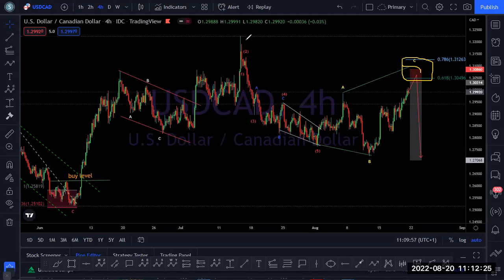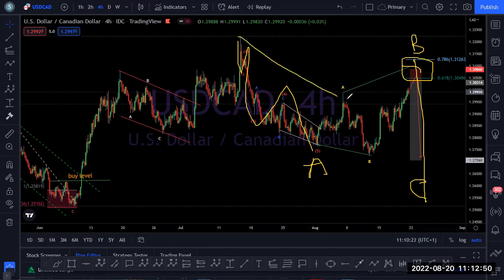You can see 1, 2, 3, 4, 5, which is wave A. Then this A, B, C as wave B. It is an assumption until I get a sell setup. If I get a sell setup, it means this is indeed wave B. Then wave C will end somewhere around here. But if I don't get the sell setup, it means the correction has ended at this level and a new high will be seen.